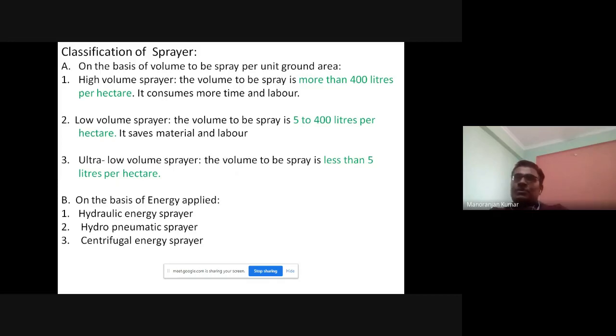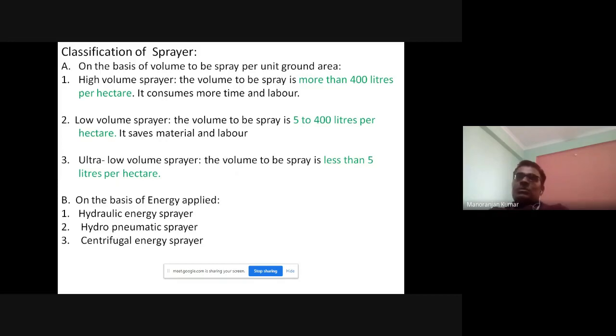Here the more volume is applied, so automatically it will consume more time as well as more labor. The second type is the low volume sprayer. In this case, the volume to be sprayed is 5 to 400 liters per hectare, and it saves material and labor. The third type is the ultra low volume sprayer. In this case, the volume to be sprayed is less than 5 liters per hectare.